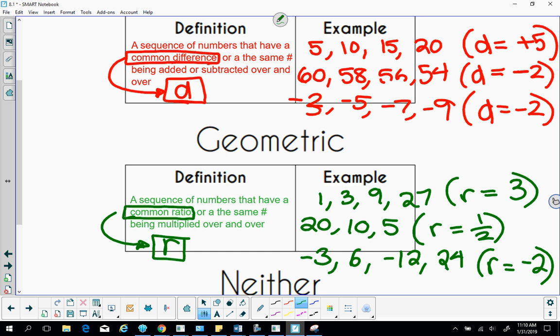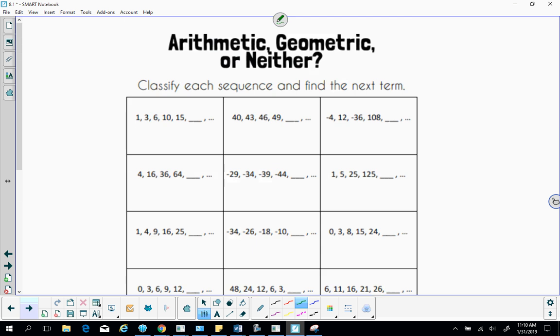So now you're going to take a few minutes, and there's another half sheet that you took that looks like this. Do you see it? All you're doing is writing A if it's arithmetic, G if it's geometric. So it's either arithmetic, geometric, or neither.